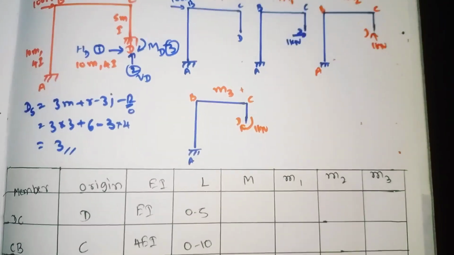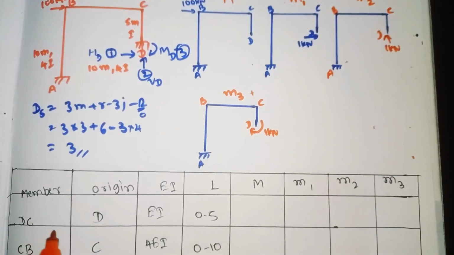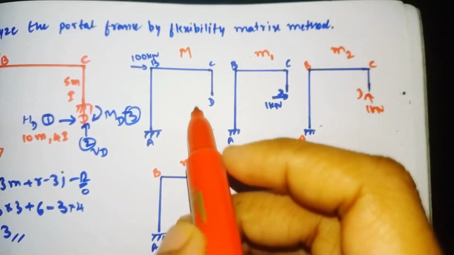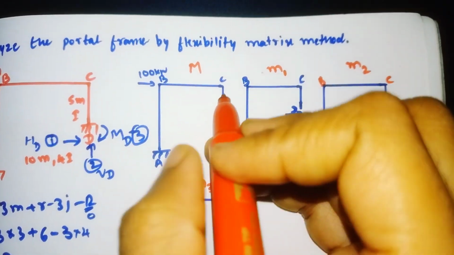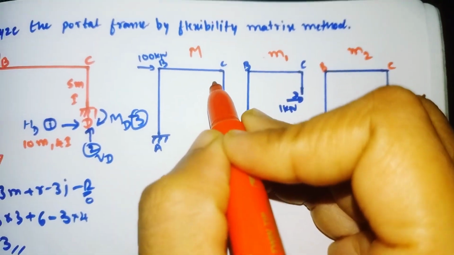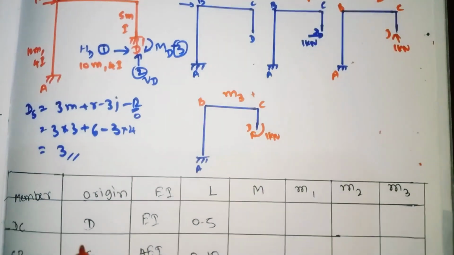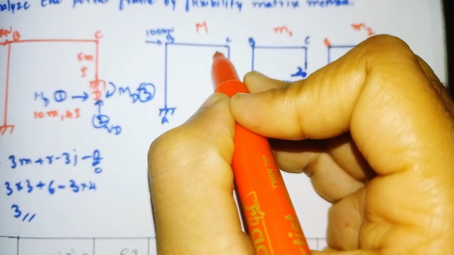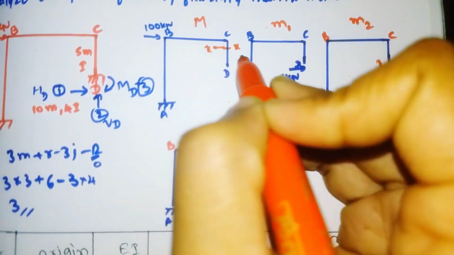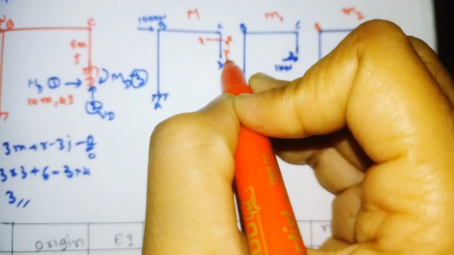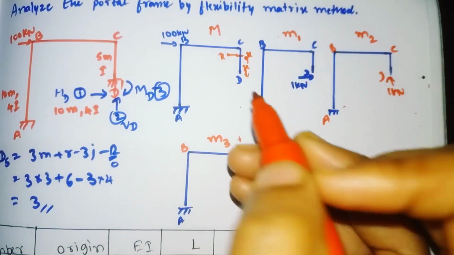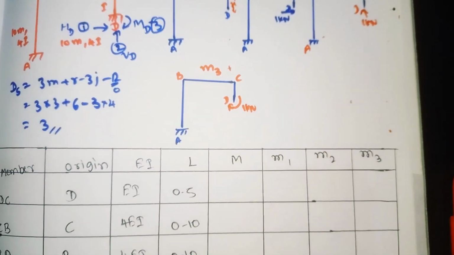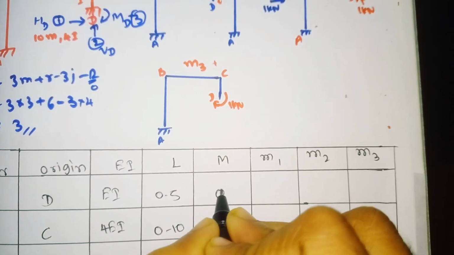We'll see for M, for member DC. If we cut the section along the x-axis, we have taken the origin as D, at a distance of x away from the origin D. Here there is no load, so our moment becomes 0.